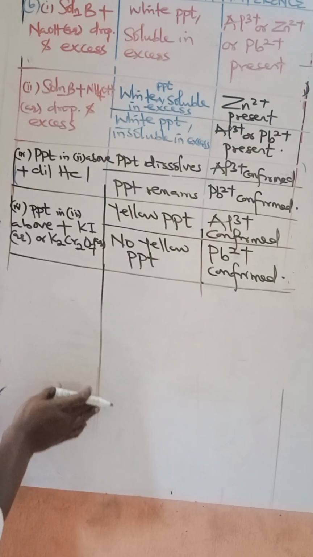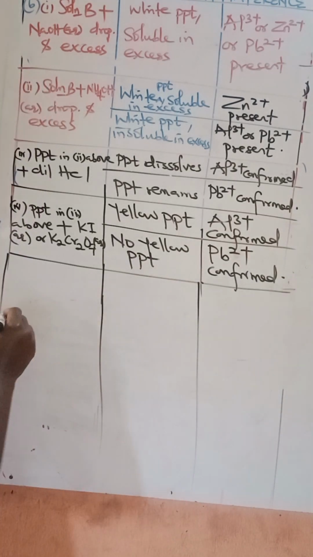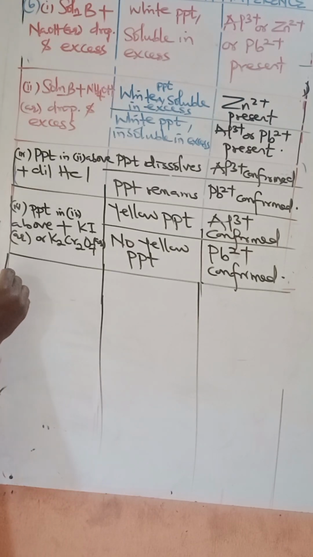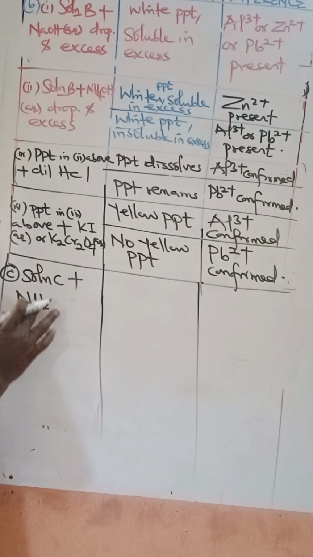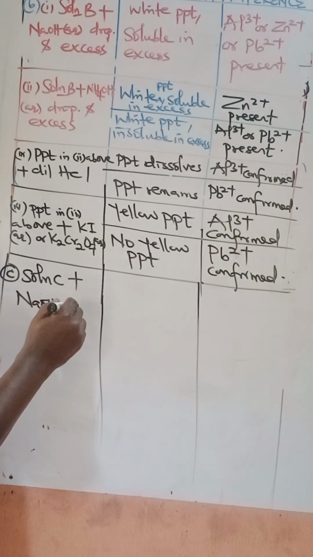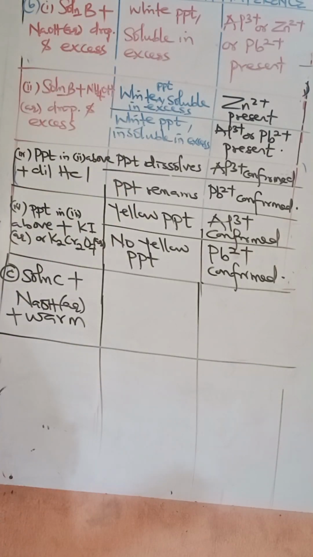Then let's see that of ammonium ion. I would like to start with solution C: add sodium hydroxide, then warm it. Anytime you add sodium hydroxide to a solution and the solution is warmed, then the gas given off is tested. See my video on how to test for gases. So for the gas given off, you test the gas with litmus paper, you check the odor, you check the color.